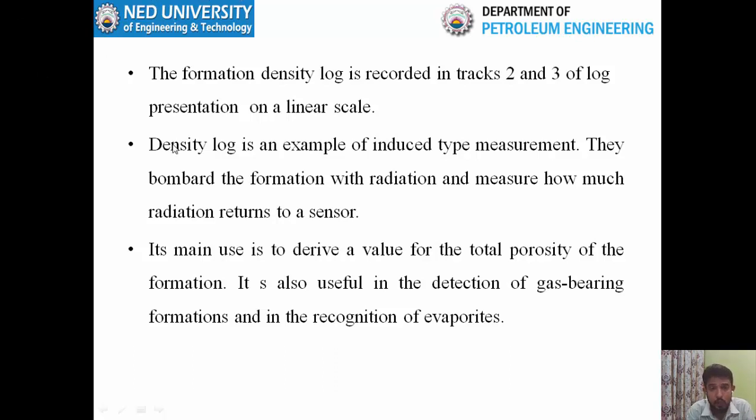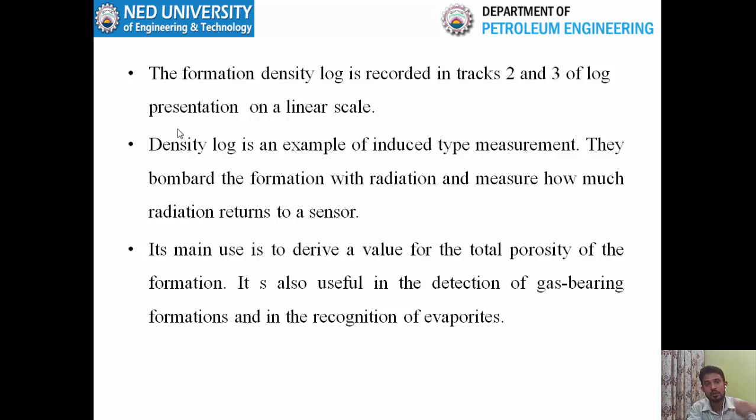Again, density log is an example of an induced type measurement. In an induced type measurement, we know that we have a source and detectors. Through the source we bombard the formation with something. So in density log we bombard the formation with gamma rays, the radiation. Those gamma rays move inside the formation from the source. Obviously they strike the material of the formation and they return to the detectors.